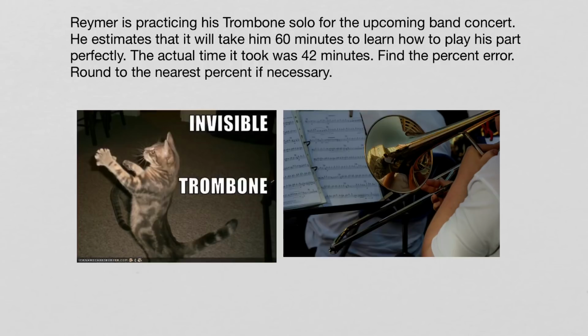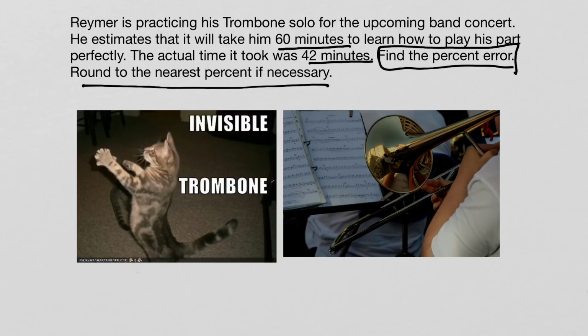In our example, Raymer is practicing his trombone solo for the upcoming band concert. He estimates that it will take him about 60 minutes to learn how to play his part perfectly. The actual time it took was 42 minutes. So once again, he thought it was going to take him 60 minutes to learn his solo, but it actually took him 42 minutes. This problem is asking us to find the percent of error, and to round the percent of error to the nearest percent.